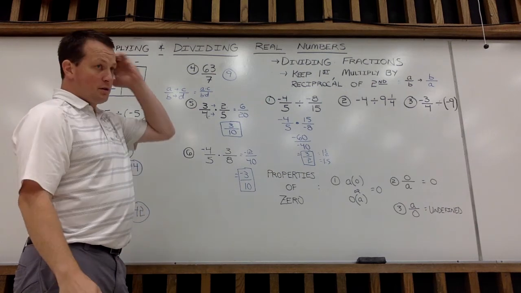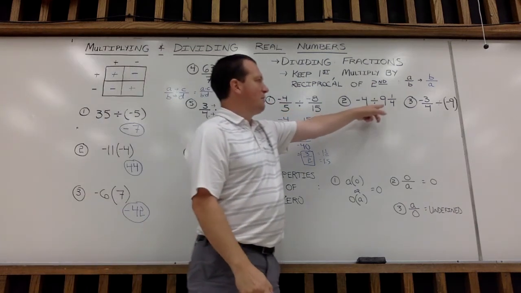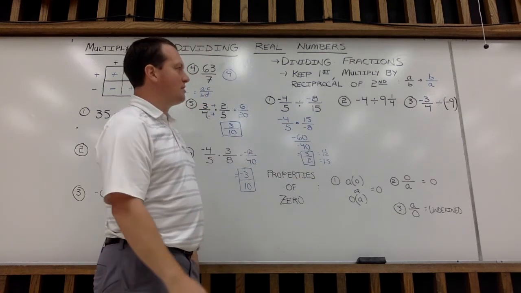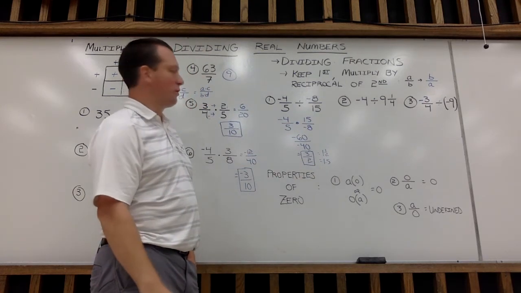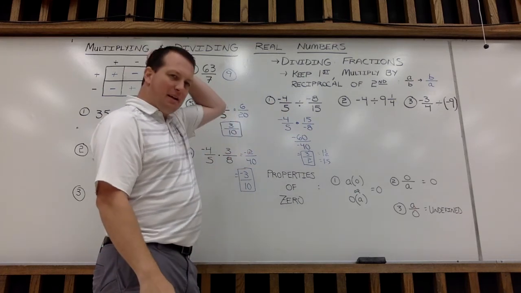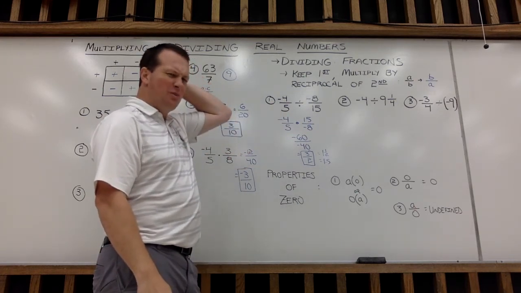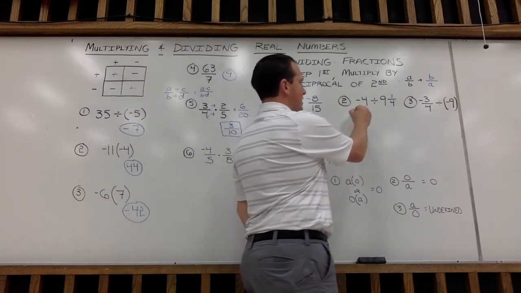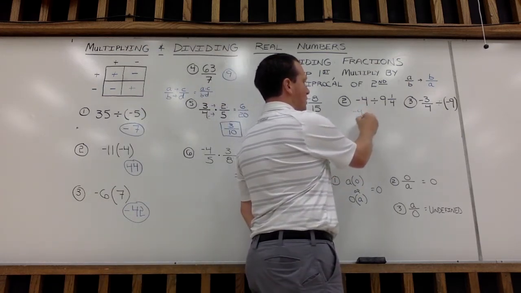Example 2, here is where we're going to see where a mixed number doesn't help us. I have negative 4 divided by 9 1/4. I'm going to keep negative 4, my first fraction. Well, is it a fraction? Yeah, it is. Negative 4, I can just write as negative 4 over 1.